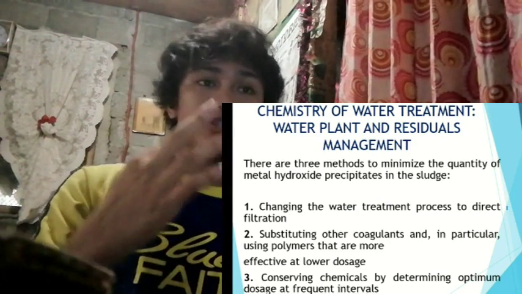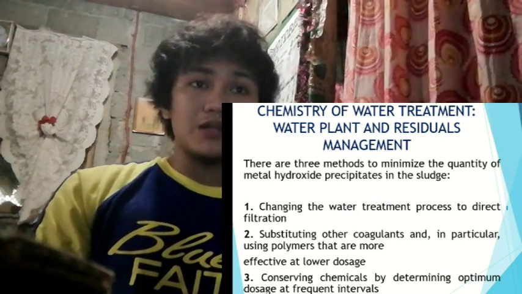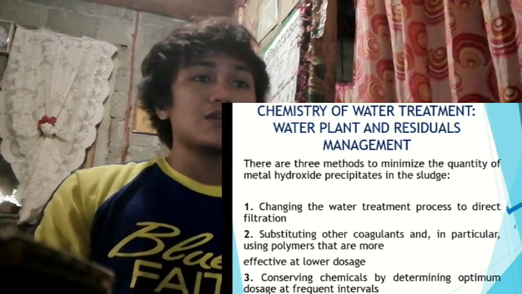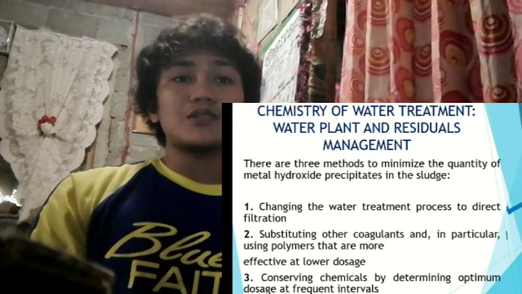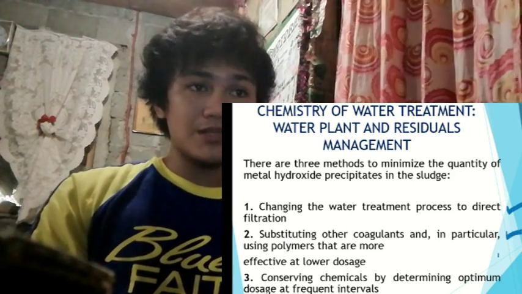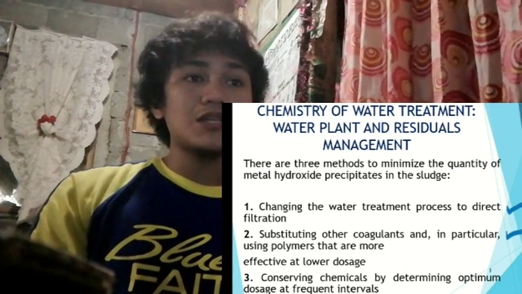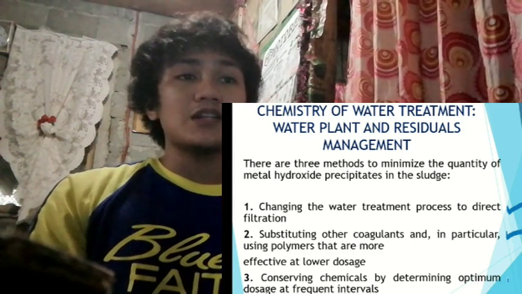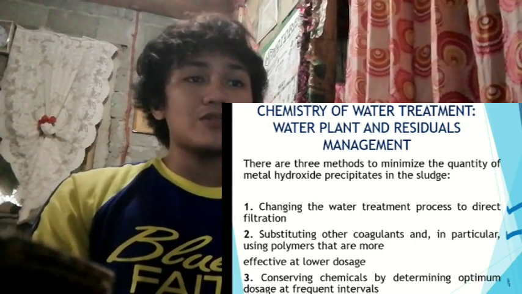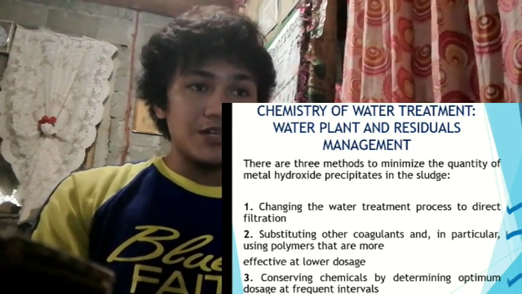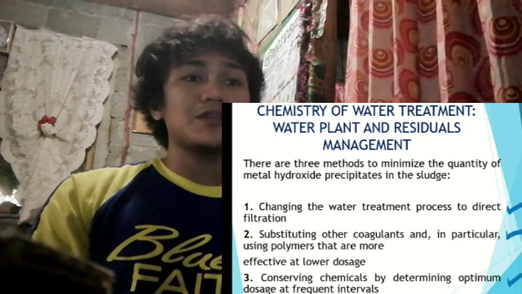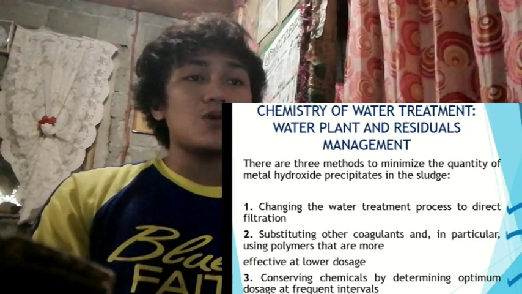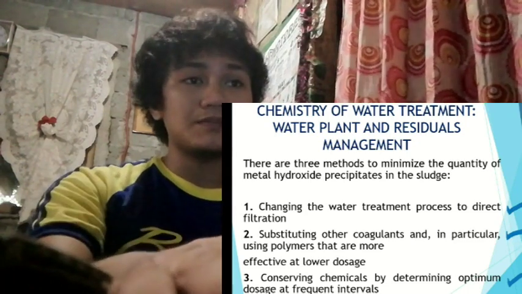There are three methods to minimize the quantity of metal hydroxide precipitates in the sludge. First, changing the water treatment process to direct filtration. Second, substituting other coagulants and in particular using polymers that are more effective at lower dosage. Third is conserving chemicals by determining optimum dosage at frequent intervals as raw water characteristics change.